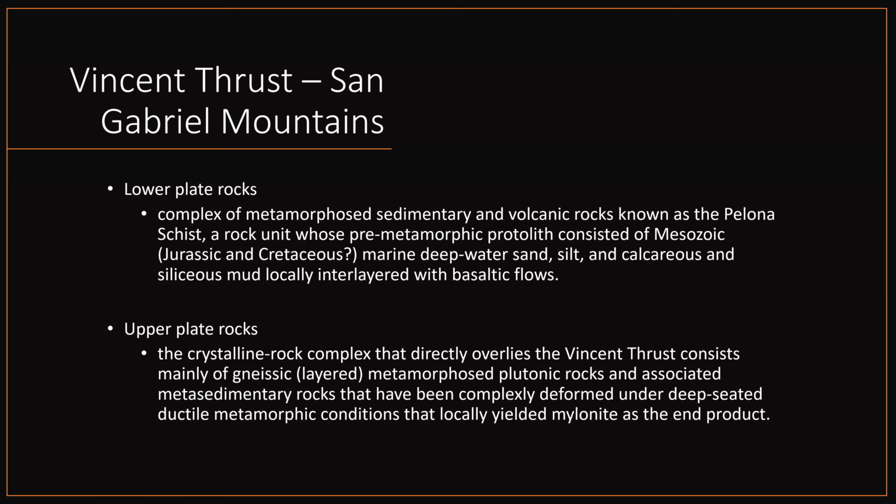We also see associated metasedimentary rocks that have been complexly deformed under deep-seated ductile metamorphic conditions that locally yield mylonite as the end product. So remember, ductile deformation is the bending of rocks. Okay, so we're not breaking, there's no faulting happening there. So the rocks that we see near the Vincent thrust are highly metamorphosed.